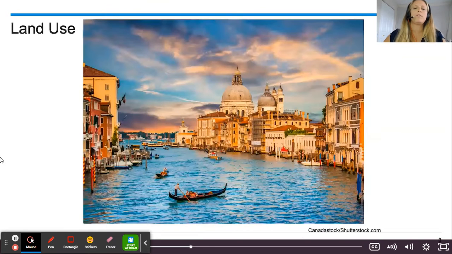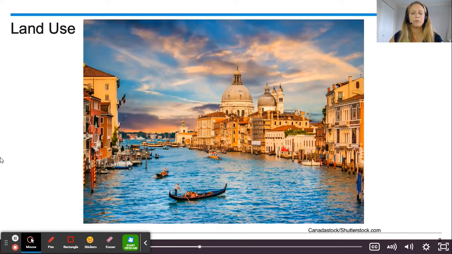Let's do another one where we focus on the land use. So land use here is devoted mainly to this giant canal, right? Where clearly this canal is used for transportation, and it looks like there's houses going right up next to it.